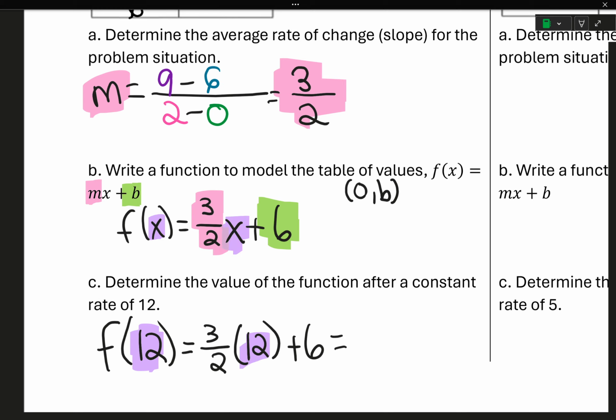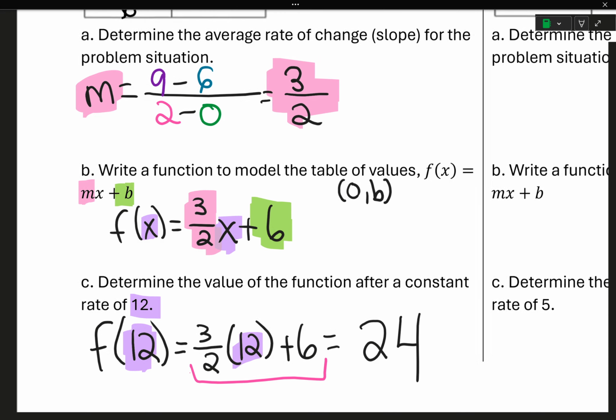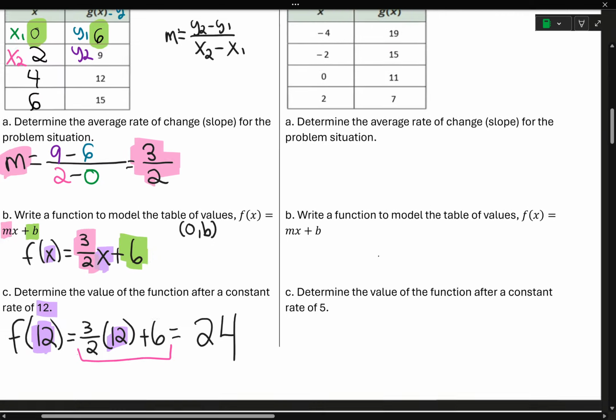Let's highlight this 12. Now, what you can do next is put this whole part into your calculator and click enter to get your answer. Well, I'm just going to talk through it. 3 halves times 12 is 18. 18 plus 6 is 24. Right? Yes. Let's do this one more time.